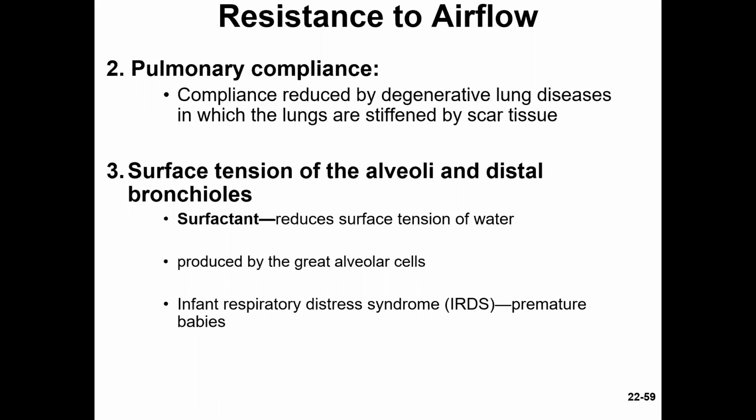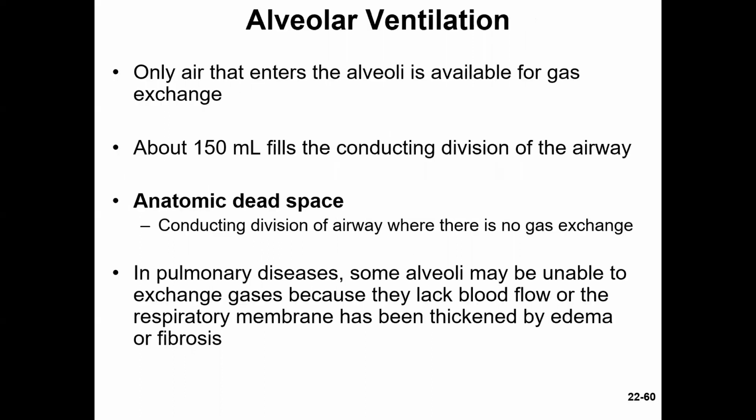Pulmonary compliance is reduced by degenerative lung diseases in which the lungs are stiffened by scar tissue. Then there's surface tension of the alveoli and distal bronchioles. Surfactant will reduce the surface tension of the water. This is produced by the great alveolar cells. Infant respiratory distress syndrome, or IRDS, in premature babies is a result of a lack of this.